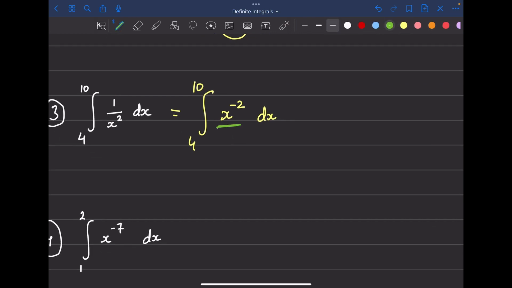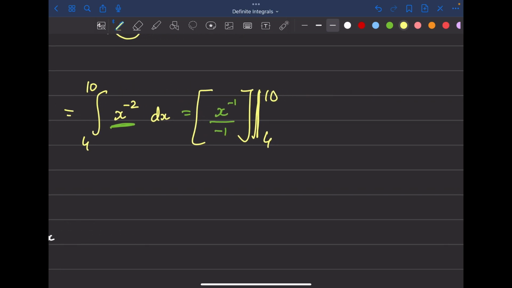So what is the integral of x to the power of negative 2? This would be x to the power of, what's negative 2 plus 1? That would be negative 1. Don't make the mistake of writing a negative 3, because if you add 1 to negative 2, you get negative 1, not negative 3. And then this would be over the new exponent. In this case, the new exponent is a negative 1, so divided by negative 1. So you have your integral here, and then put brackets around it, like this, and then put a line, and we're going to write from 4 to 10.